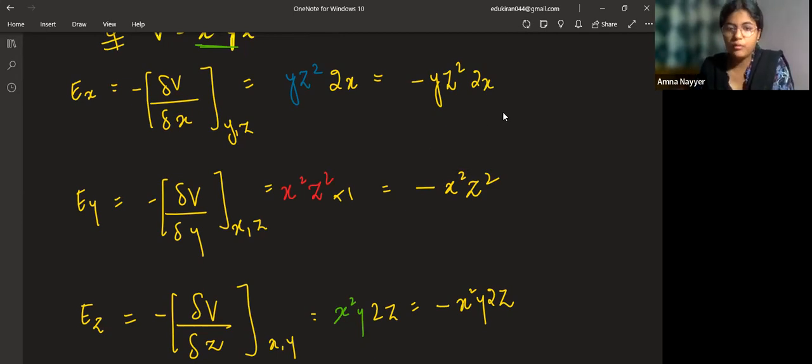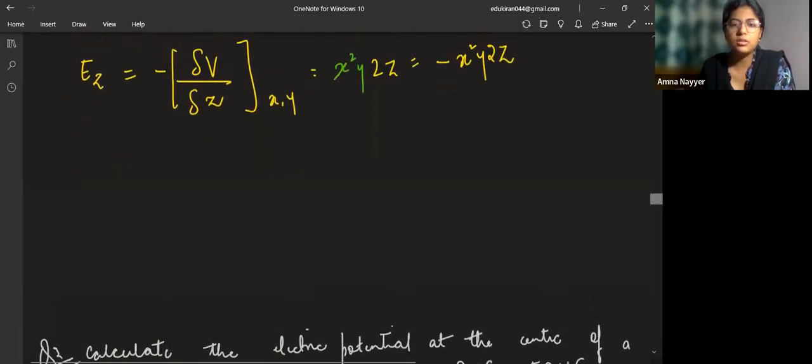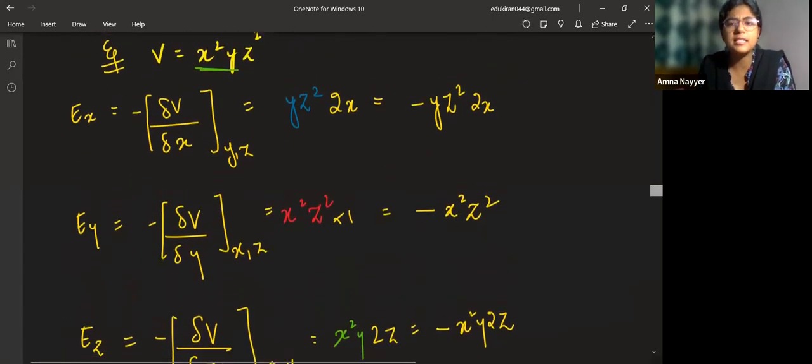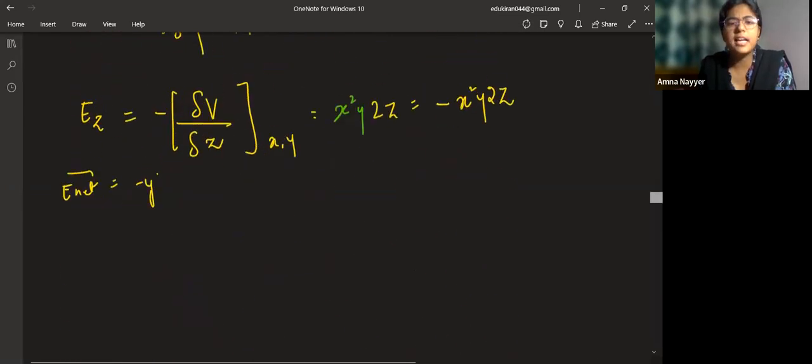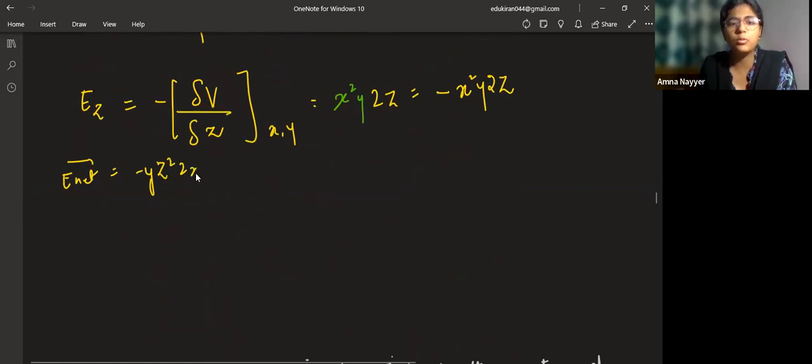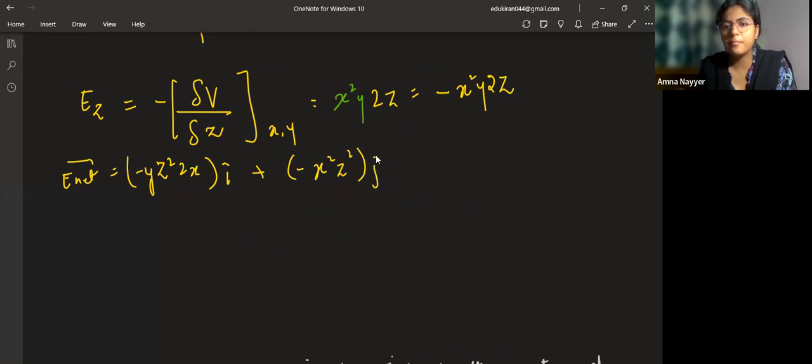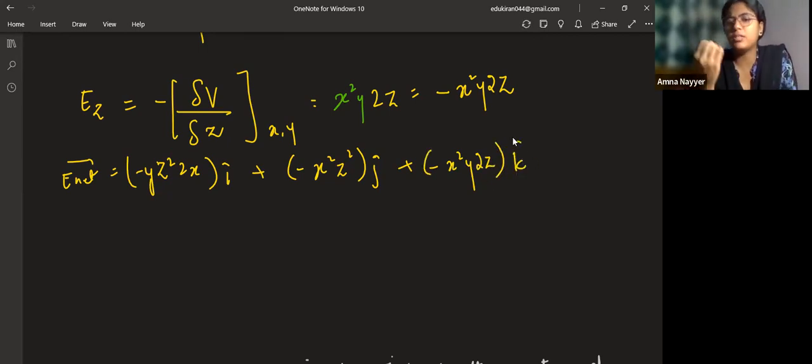How to solve it? You have to find out the resultant. Add, yes, but vectorially add them. It's better if you put the Cartesian system, i cap, j cap, to differentiate it. What was our first answer that we got along the x-axis? Minus y square z square 2x. So this becomes minus y square z square 2x i cap, plus minus x square z square j cap, plus minus x square y 2z k cap. Now we can solve this at least once we have the values.